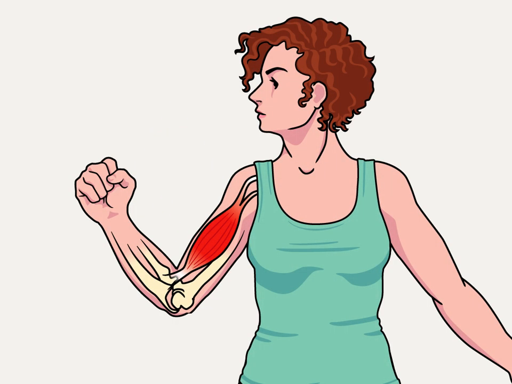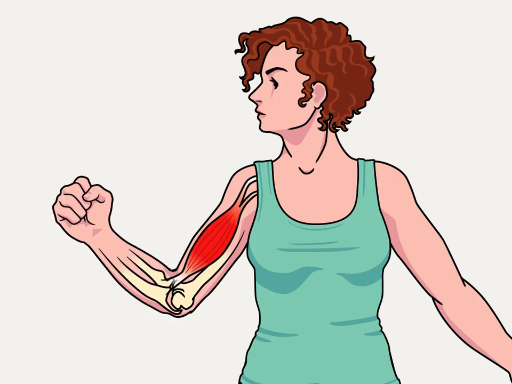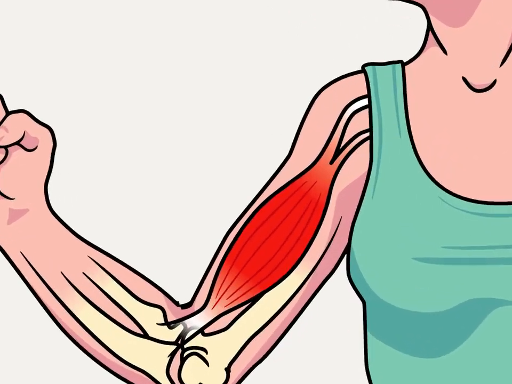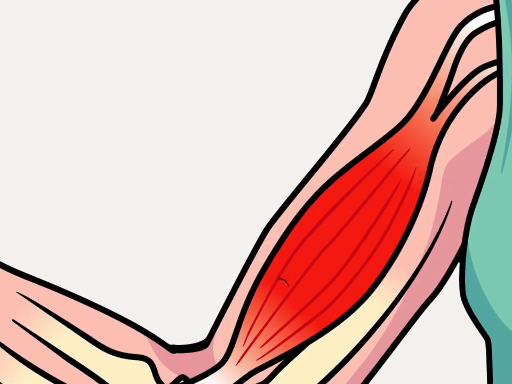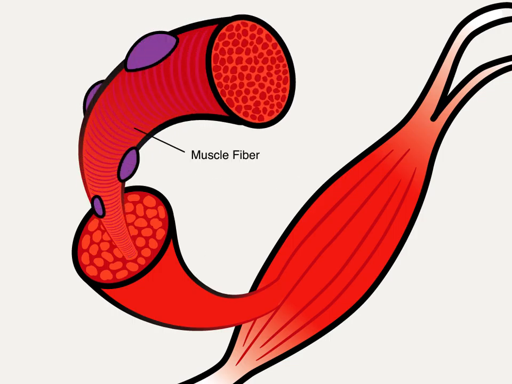Our muscles move our bodies through their contracting action, pulling on our bones. But what makes this happen? Let's look closer. Whole muscles are made up of fascicles, or muscle bundles. Fascicles contain muscle fibers, which are long, multinucleated cells which are formed when many myoblasts, or pre-muscle cells, fuse together.